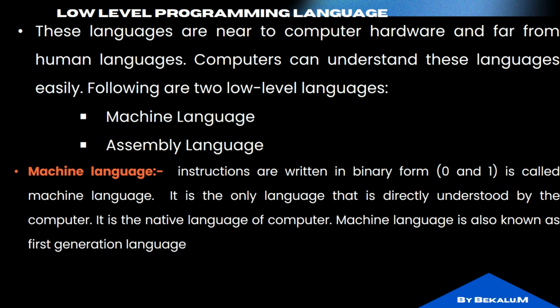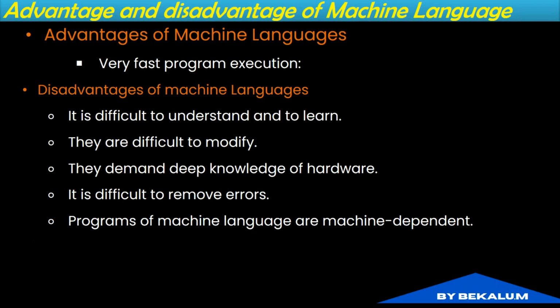Instructions are written in binary form, in terms of zeros and ones, and this language is called machine language. So this is the only language that is directly understood by the computer, since the computer works in the binary number system. This is the native language of the computer, and machine language is also known as the first generation language. So all the instructions written in the machine language are in terms of zeros and ones.